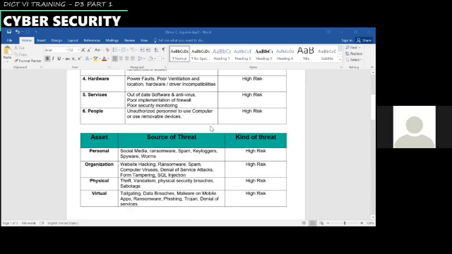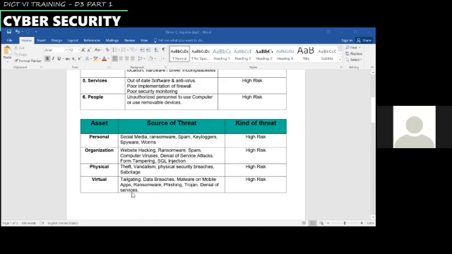Then he identified another table, same personnel. We have the keylogger, spam, worms, still at high risk. We have the organizational website hacking, so this is now external: ransomware, denial of service attacks, computer viruses, form tampering, SQL injection. Still high risk. For the physical, we have theft of physical ICT infrastructure, sabotage, physical security breaches. And then, of course, you have the virtual, which includes cloud computing, cloud storage, tailgating, data breaches, malware, mobile phone apps, phishing, Trojan, denial of service, still high risk.